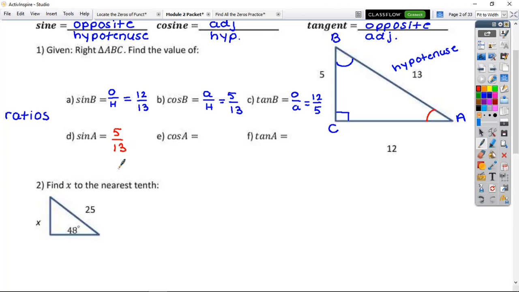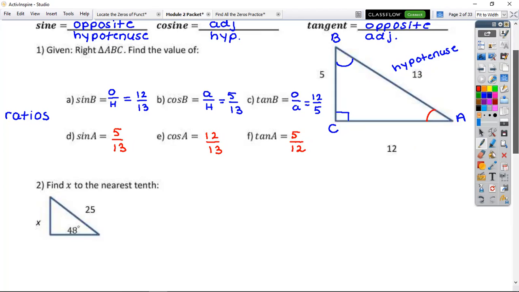Now I go to the next one. Again, this is my point of reference this time. I'm going to go adjacent over hypotenuse. Remember, the 13 is my hypotenuse, which means 12 has to be your adjacent. So 12 over 13. And then last, you have tangent of A. You're back here again, and you're going to go opposite, so far away from it, and then adjacent is 12. So I have 5 over 12.